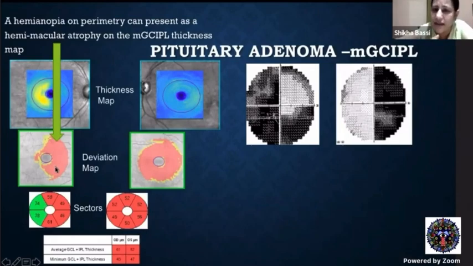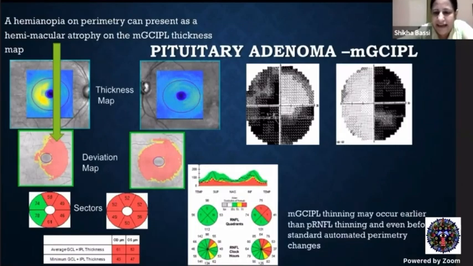If the patient cannot do visual fields, this can tell you something about the sellar masses. Another thing is that MGC-IPL thinning can occur earlier than PRNFL thinning, and even before the standard automated perimetry changes. When we were talking about thickness, it takes time for this layer to thicken. It doesn't thicken, in fact, to give us some information. But as far as thinning is concerned, it occurs before the RNFL thinning takes place.